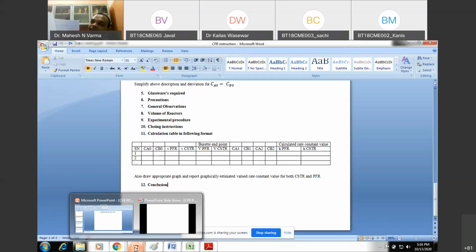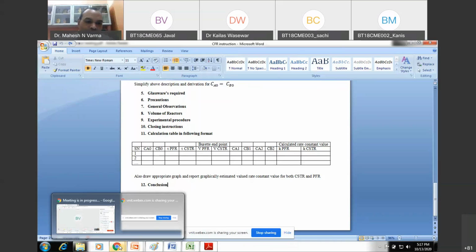Okay, and you need to send the PDF. Take a photo of the experiment, say the first experiment, combined flow reactor, merge the photos into a single PDF, and upload it in a Google form. I will give you the link for the Google form, maybe tomorrow or the day after, and the combined flow reactor write-up should be submitted before Monday evening 5 o'clock. Clear? Does anybody have any doubt in this?